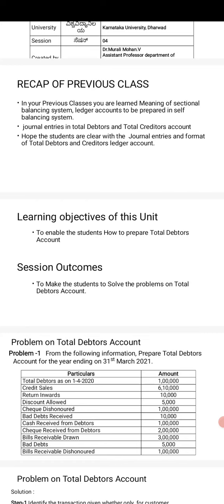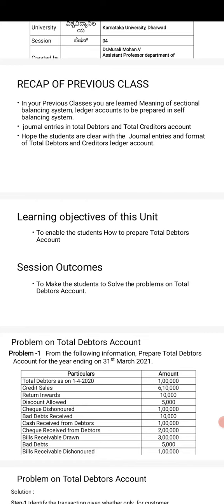The first component they have given is total debtors as on 1st April 2020. When it is given for the beginning of the year, it is called the opening balance. So opening balance of debtors, we always have to enter on the debit side of the total debtors account.